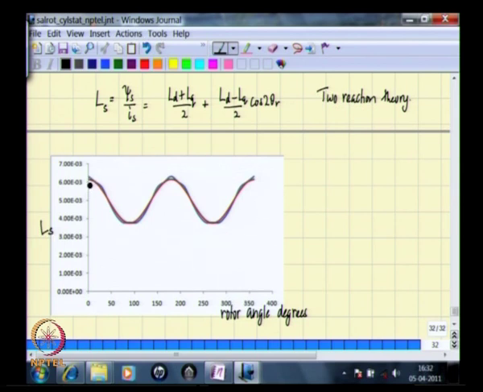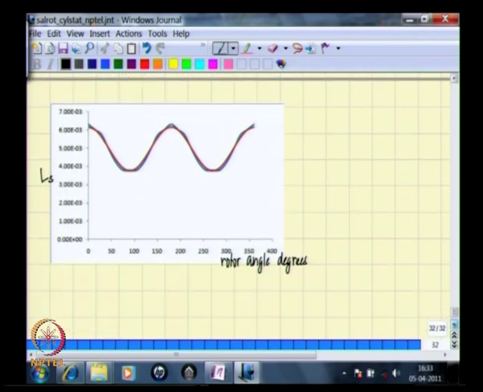So, LD minus LQ by 2 into cos 2 theta r floating over an average of LD plus LQ by 2. So, we see that by using this approach we are indeed able to predict the exact variation, or a very good approximation to the actual variation of inductance. So, we have now arrived at an expression for the inductance of the stator.